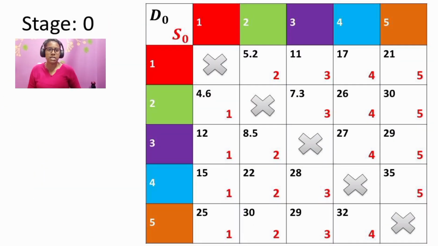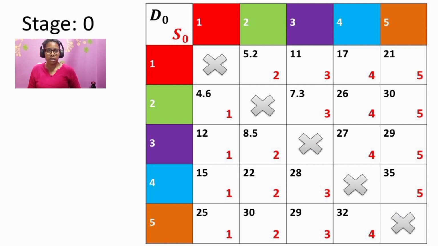We construct the D0 and S0 matrix. So that is our stage 0. Now we start applying Floyd Warshall's algorithm. Stage 0. The black color entries that you can see in this matrix represent the D0 values and the red entries represent the S0 values. For 5 vertices, we have a 5 cross 5 matrix. The diagonal elements, for simplicity, I have crossed out because we will not be updating them. So this is stage 0 and this is the matrix that we obtained.